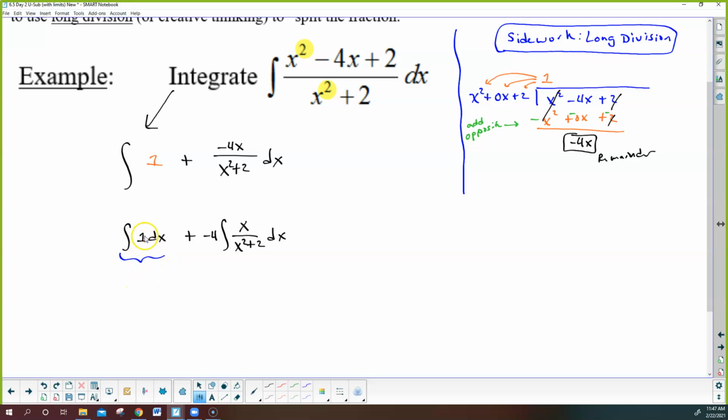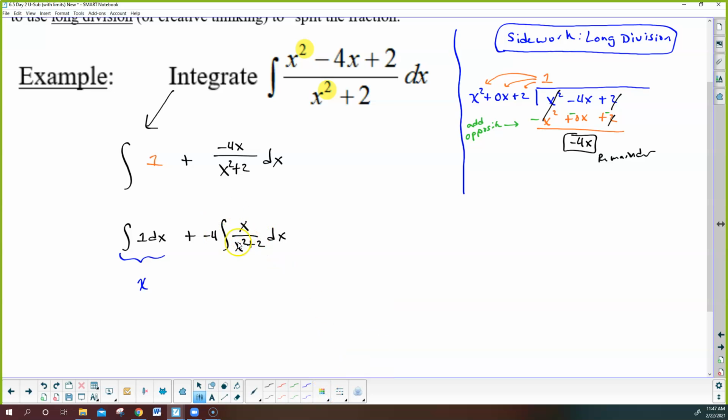This integral is very quick. Whose derivative gives me 1? It's x. Now, I'm not going to put this plus c right here. The reason why is that's a constant, and I'll have a constant for this one, so I'm just going to write the plus c at the end. That's why we don't write it twice.